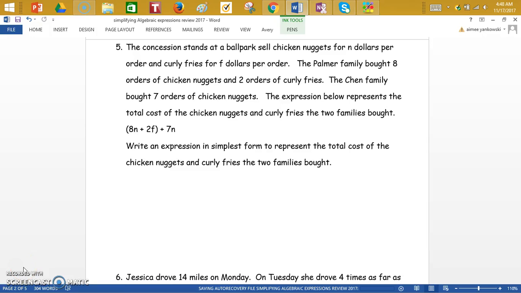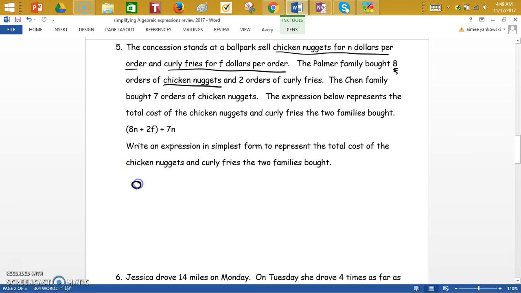All right, 7th graders, this is a continuation of the quiz review for the simplifying expressions quiz you're going to take on Tuesday. Let's take a look at number 5. The concession stand at a ballpark sells chicken nuggets for N dollars per order and curly fries for F dollars per order. Okay, so our chicken nuggets are N dollars per order, and our curly fries are F dollars per order. The Palmer family bought 8 orders of chicken nuggets.